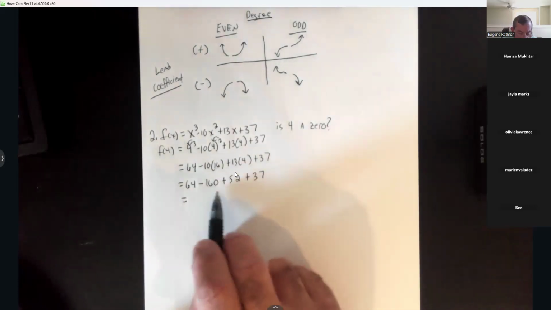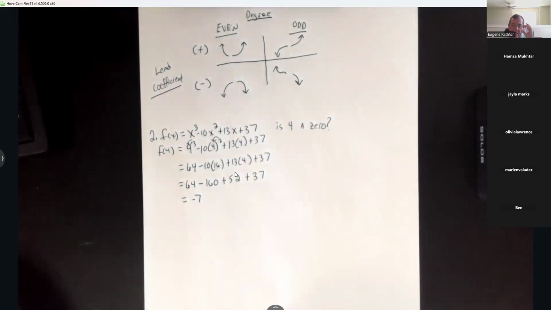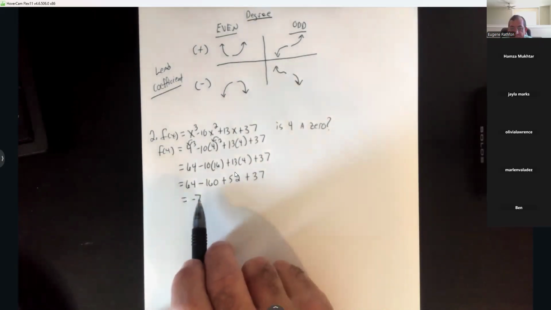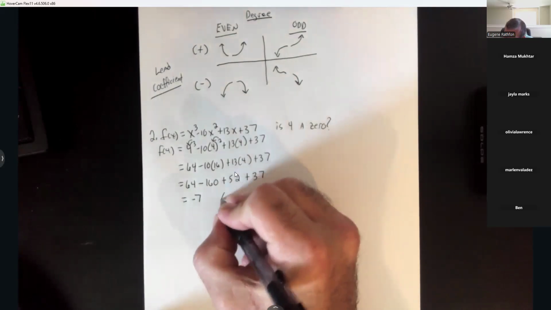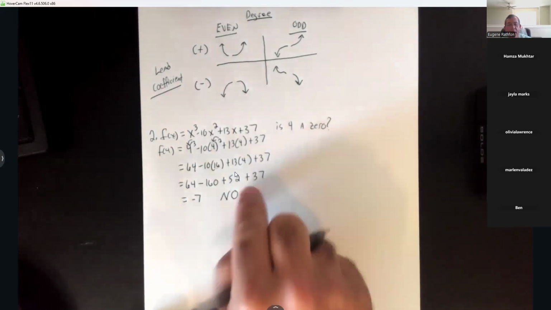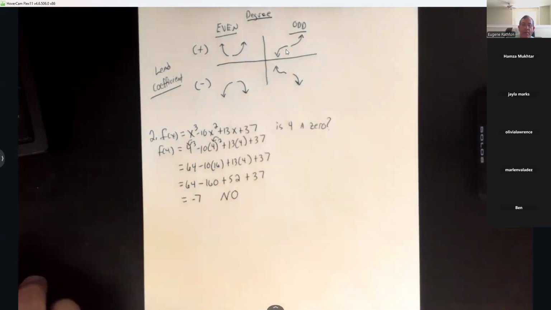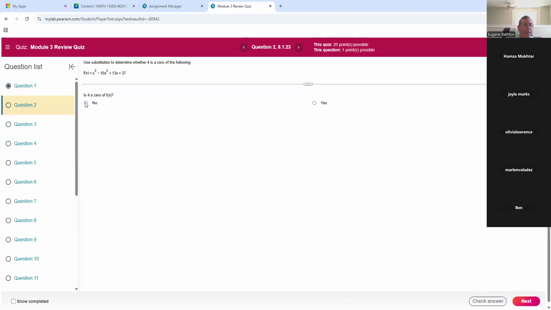All right, y'all, so when I threw that in, it gave me a -7. So since we got a -7 for that answer, that means no, 4 is not a 0 of that polynomial. So y'all, that one should have been what, a yes or no. So we said no. So if you get a 0 on that one, yes. Any other number, no.